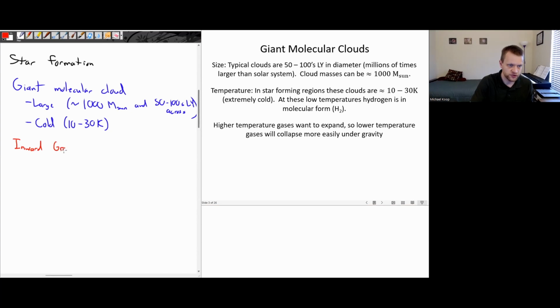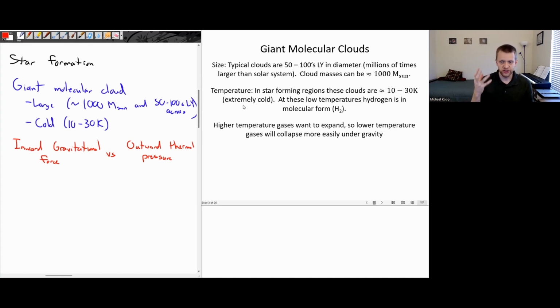Inward gravitational force versus outwards thermal pressure. And as we talk about all the properties of stars and their different stages of evolution, it's going to be these two forces that are always battling against each other. And depending on which one may temporarily be winning out, well, that's going to determine how that star evolves.